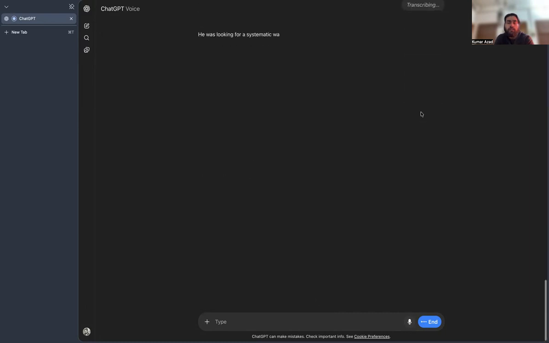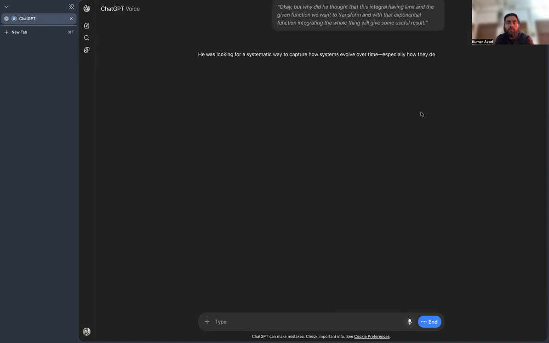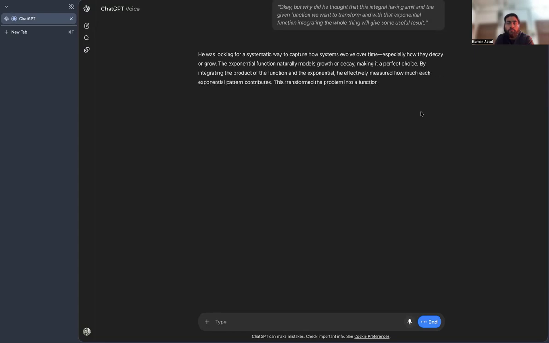He was looking for a systematic way to capture how systems evolve over time, especially how they decay or grow. The exponential function naturally models growth or decay, making it a perfect choice. By integrating the product of the function and the exponential, he effectively measured how much each exponential pattern contributes. This transformed the problem into a function of a new variable. In doing so, he turned time-based complexity into something algebraic. In short, it was all about making the math simpler to handle.